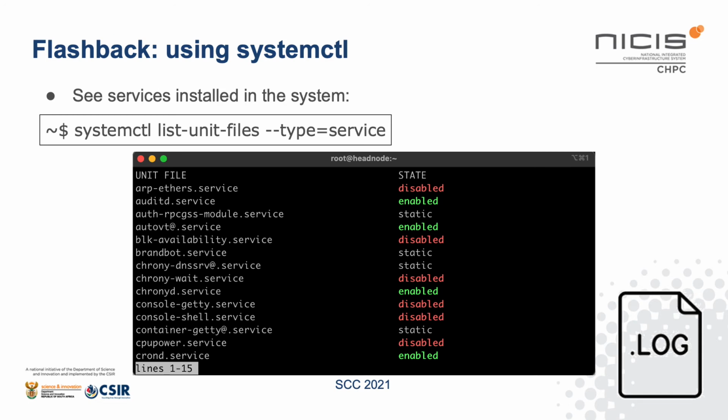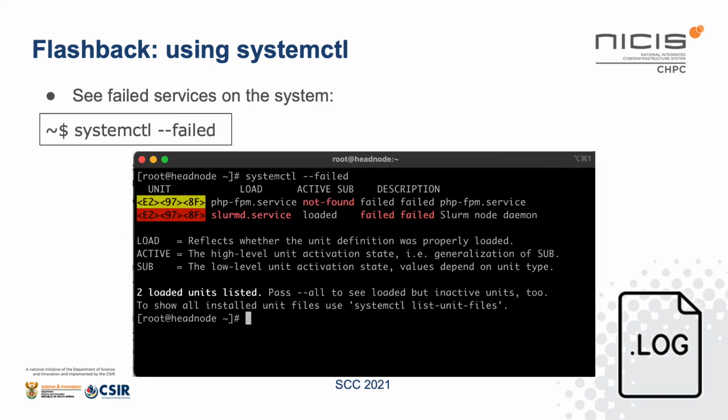In the previous morsel, we learned about systemd and how to list and manage systemd services using the systemctl command. Systemd is also a powerful tool for system troubleshooting. Recall that to see which services are installed on our system, we can use the command systemctl list-unit-files --type service. And to see failed services on our system, we can use systemctl --failed.